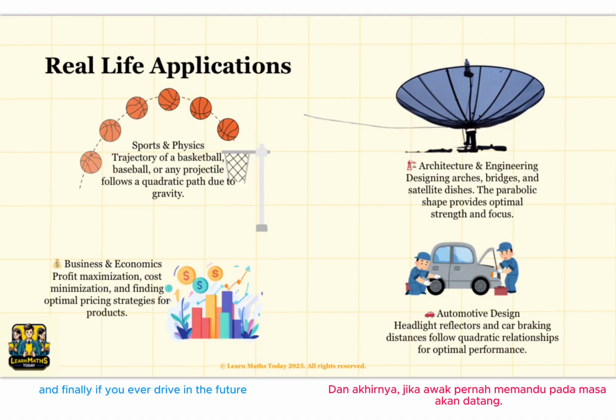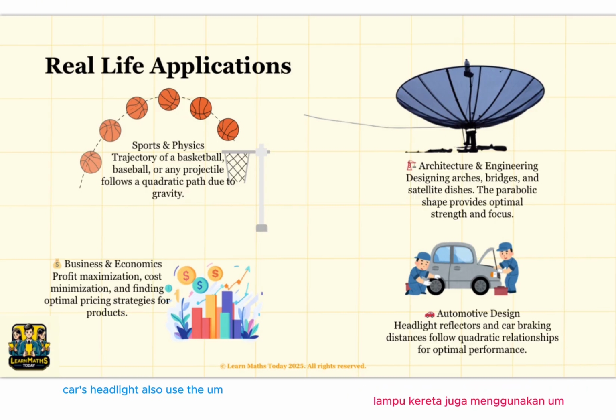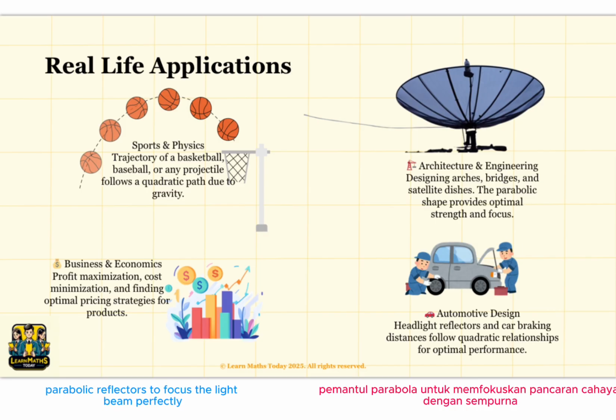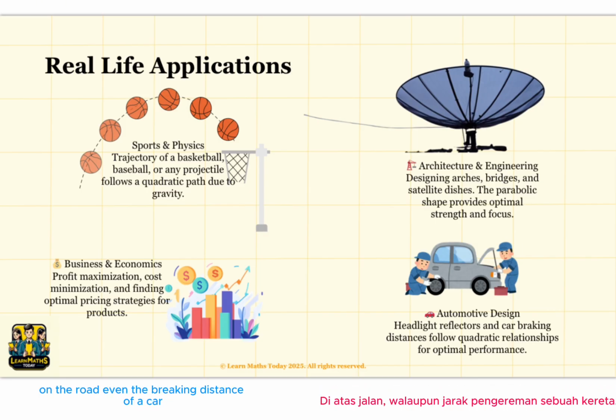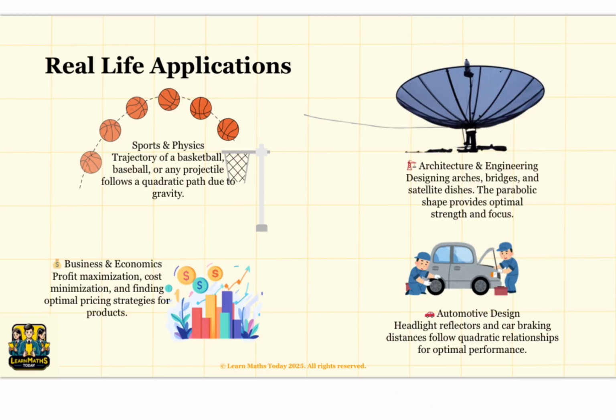And finally, if you ever drive in the future, you're actually benefiting from quadratic equations. Car headlights also use parabolic reflectors to focus the light beam perfectly on the road. Even the braking distance of a car follows a quadratic equation, which is why speed limits exist, to keep all of us safe on the road.